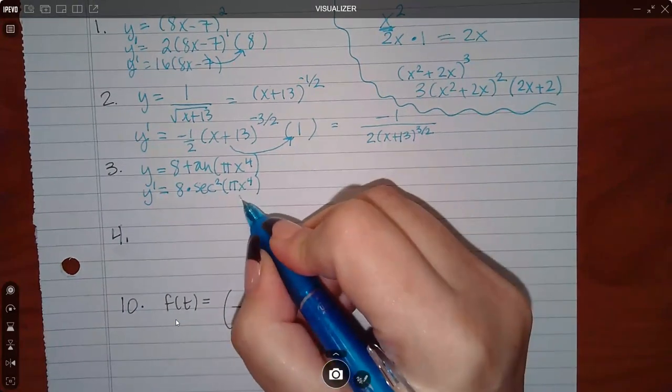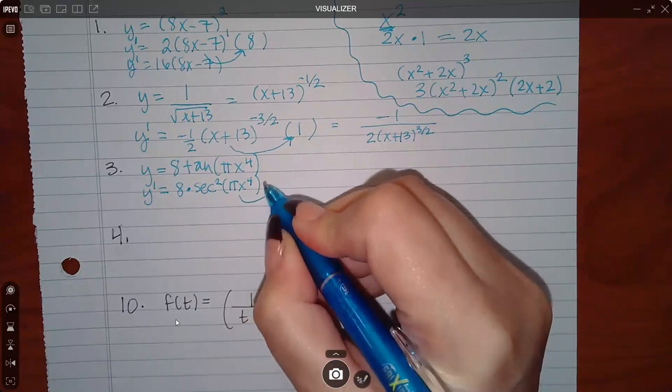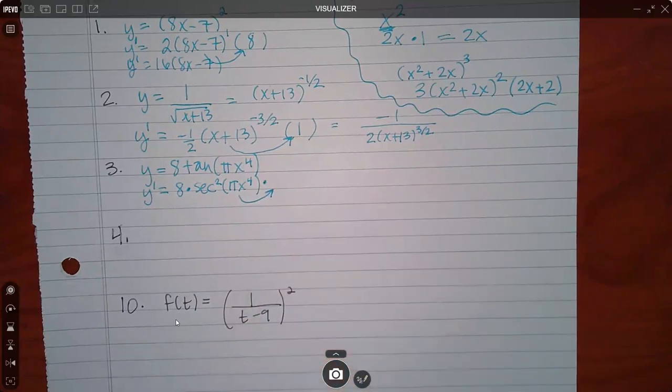Where the pi x to the fourth comes in play is the chain rule. Because my angle is not just x all by itself, right? It's this whole thing. So what is the derivative of pi x to the fourth? It's a little weird because of the pi.